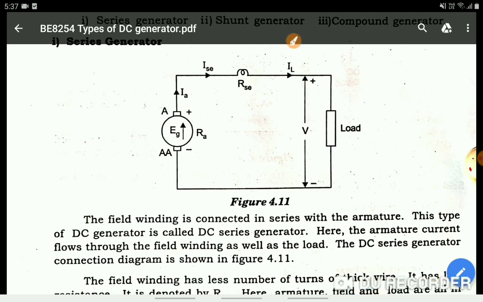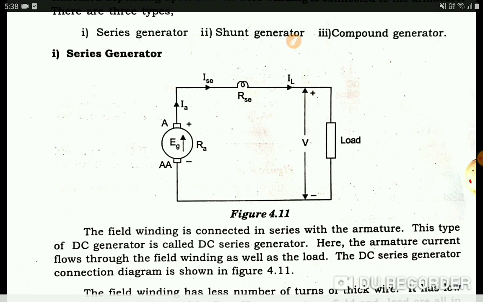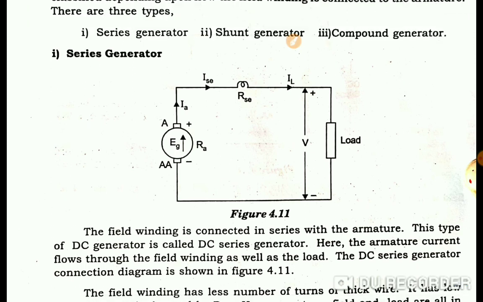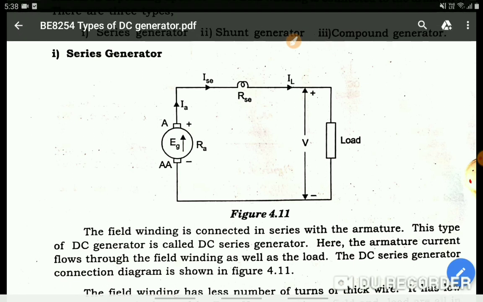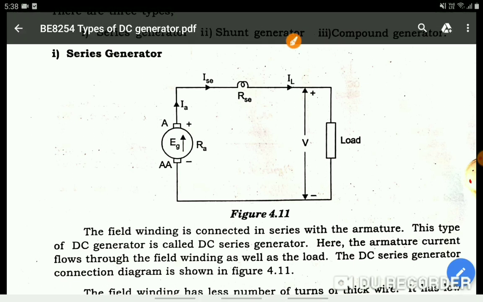So it is a type of DC generator. How is it called a series generator? According to how the field windings are connected with the armature, we can call it series or shunt.